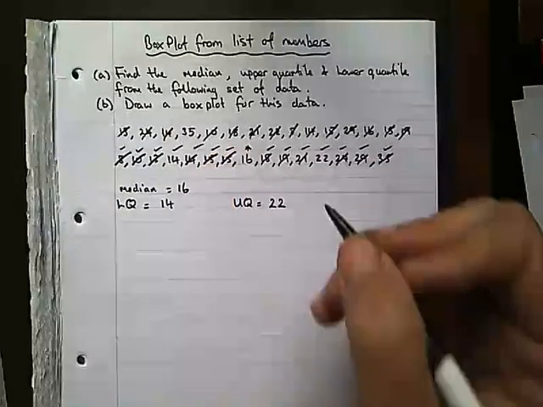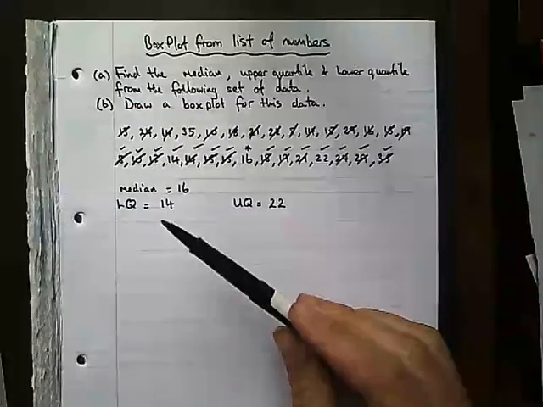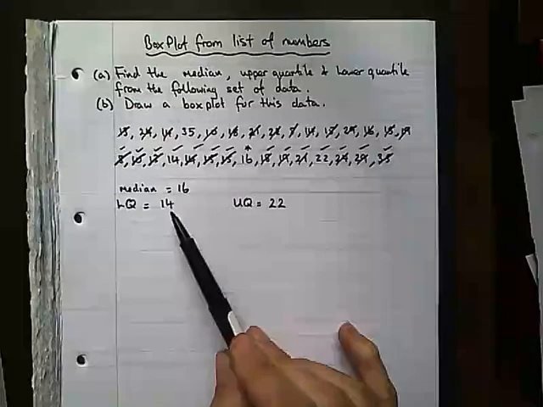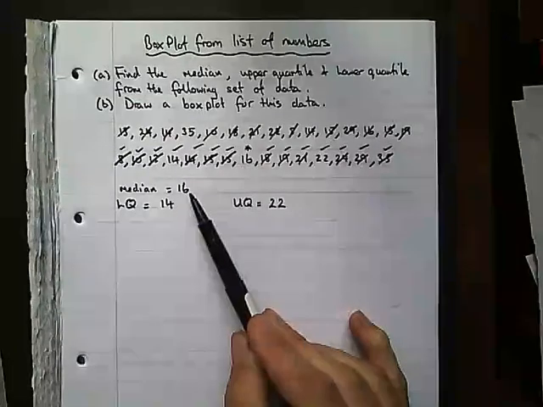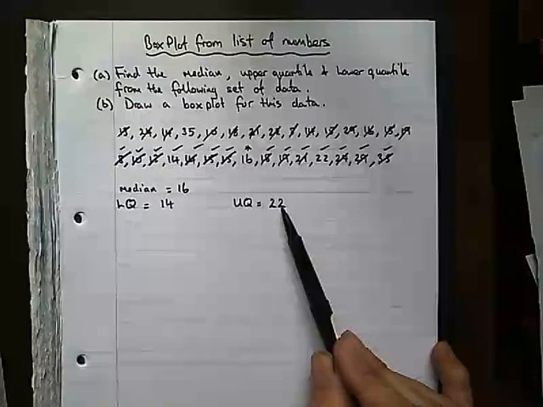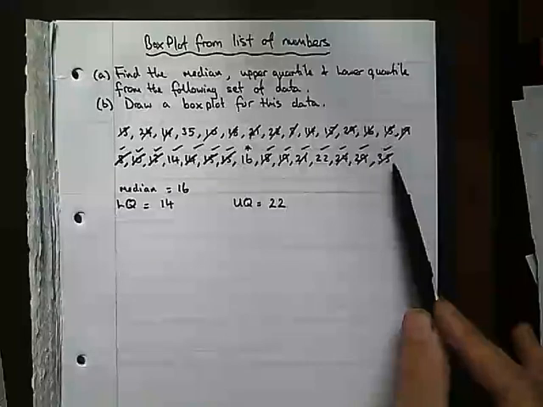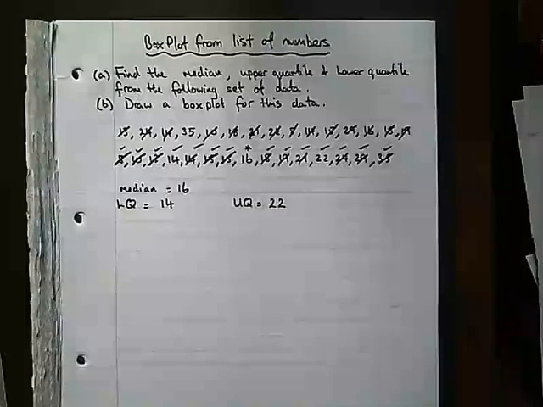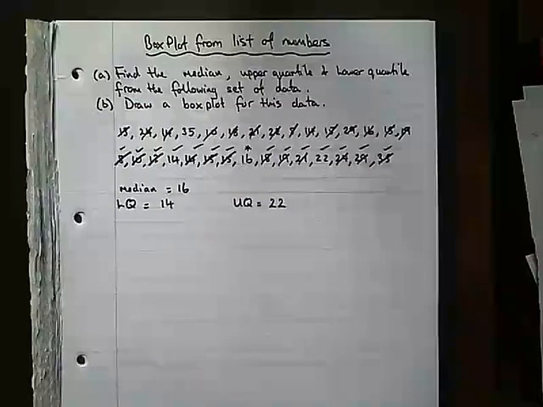So remember with the box plot, I needed the lowest value, which is 8, the lower quartile of 14, the median of 16, the upper quartile of 22, and the highest value of 35. So now I can draw my box plot for this data. And I'm going to have to use a ruler because I haven't got any paper.